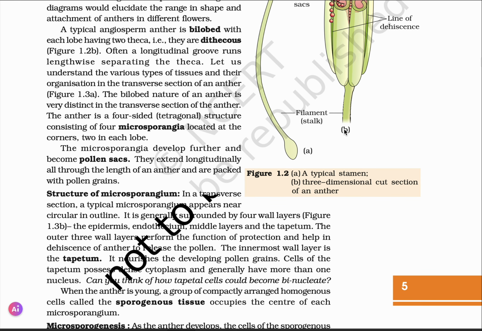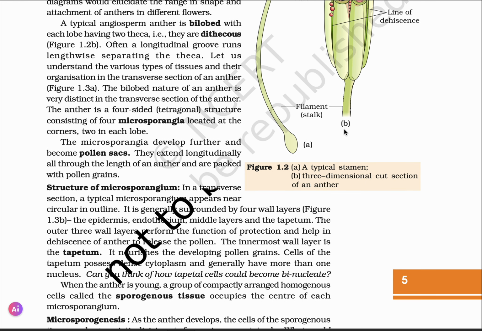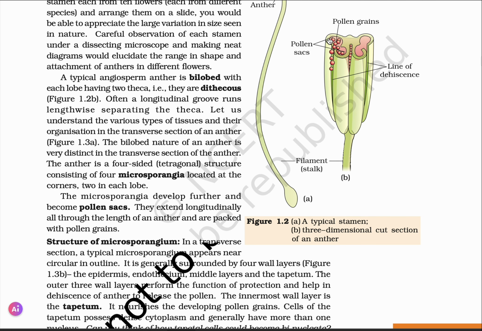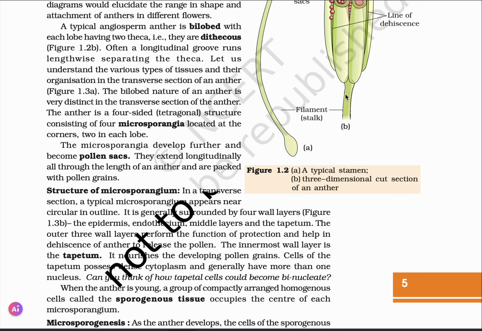Structure of microsporangium. In a transverse section, a typical microsporangium appears near circular in outline. You would see here it is circular in shape. It is generally surrounded by four wall layers: epidermis, endothecium, middle layer, and the tapetum. And these layers are from outside to the inner. The outermost is the epidermis, then comes the endothecium, then comes the middle layer, and then comes the tapetum.